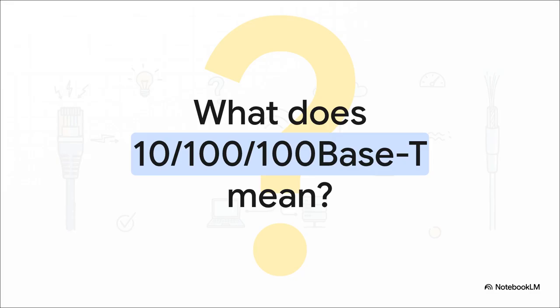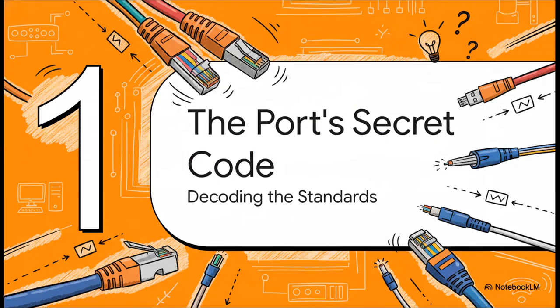So, have you ever really taken a close look at a network switch? That box with all the blinking lights in your office or maybe behind your TV? You've probably seen this little bit of text printed on it: 10/100/1000 base T. Looks kind of like a secret code, doesn't it? Well, stick around, because by the end of this, you're not just going to know what it means, you'll understand why it matters.